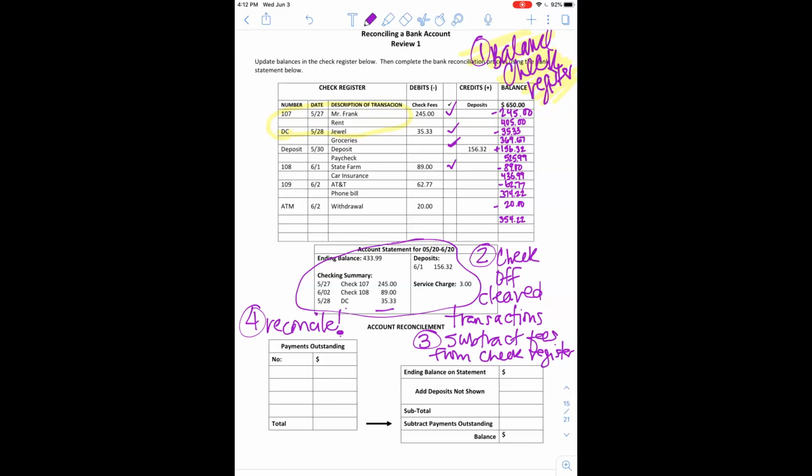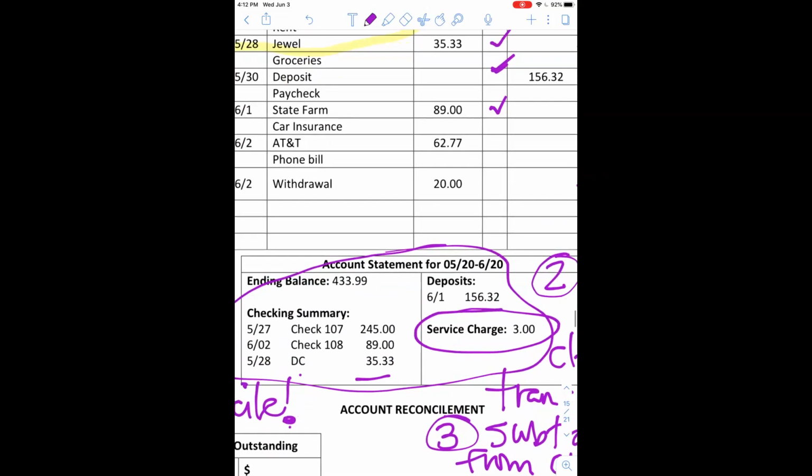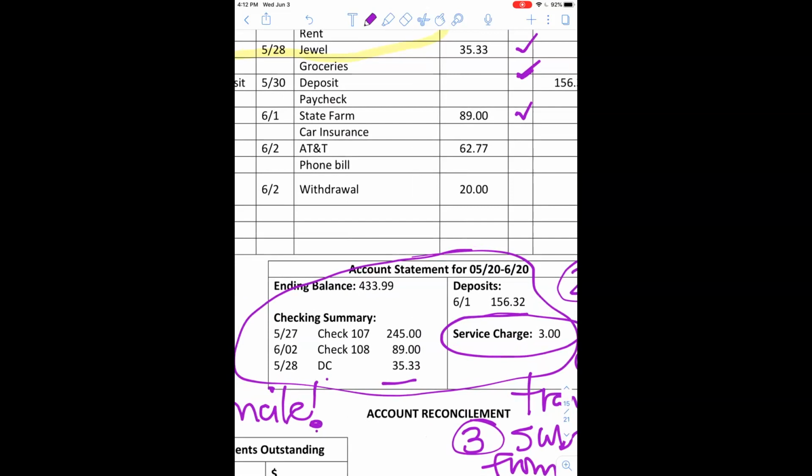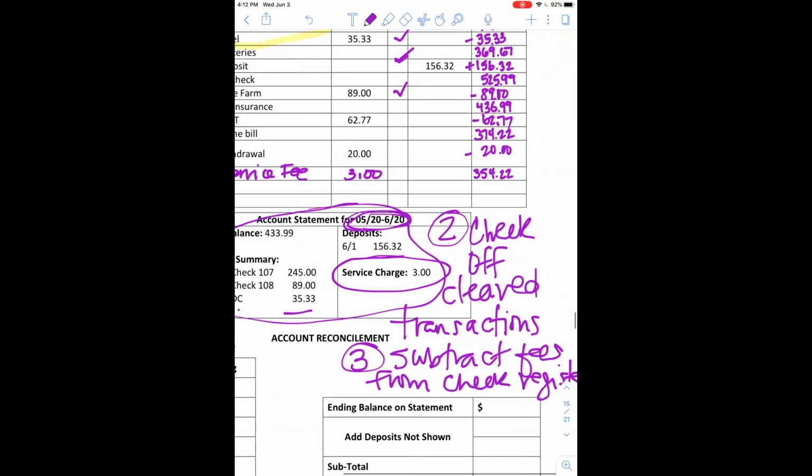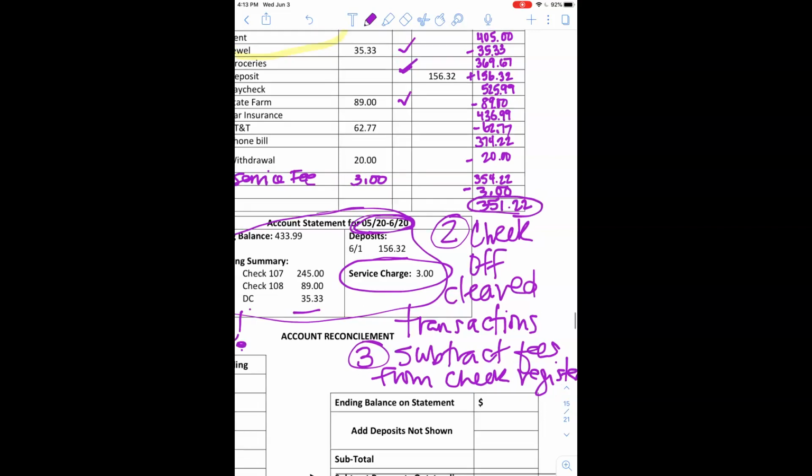Now, the third thing we need to do is subtract any fees from the check register. So there is a $3 service fee. We're just going to put it at the end. This is from 5/20 to 6/20, so we're just going to put the date as 6/20, and we're going to write in a service fee, and it is a debit for $3. We are taking it out of our account, so I'm going to subtract. Okay, so my balance is now $351.22. I'm just going to circle that so it's easier to see.